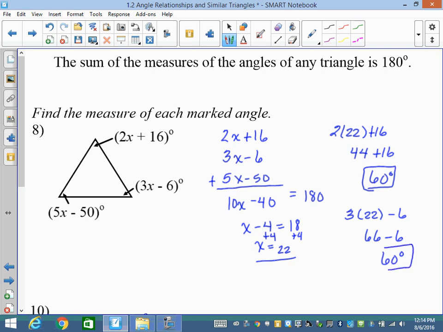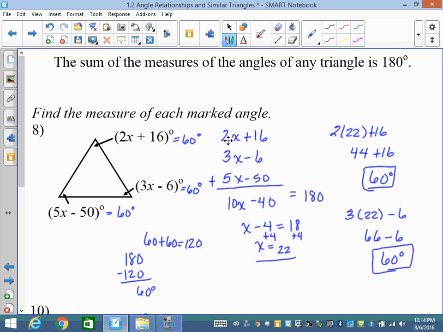So now we have 60 and 60, we have 180 left, which means this one here must also equal 60 degrees. Because if we do our quick little math, 60 times 3 equals 180. Or you could have simply done 60 plus 60 equals 120, and 180 minus 120 equals 60. So there's the work for the last one. Or you could have just done the math and double checked yourself.